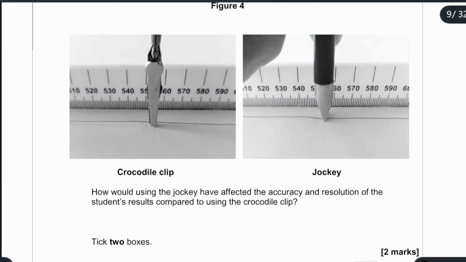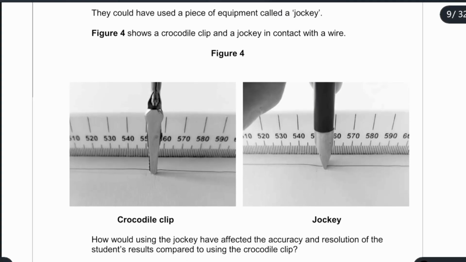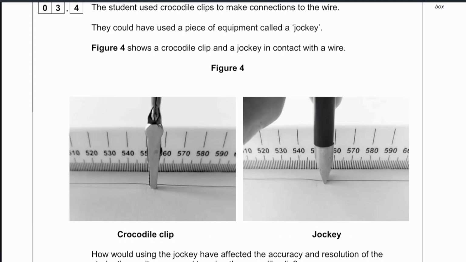First of all, we can see how a jockey works. The idea is that the crocodile clip clips directly onto the wire, but you can see the area of effect of the crocodile clip is quite wide, and if you read that off the ruler, you could get some kind of reading. Maybe we could estimate it to be about 5 millimeters. In comparison, if we take the jockey, the tip where it makes contact is much thinner. You can see it's probably 2 or 3 millimeters, so it's a much thinner base.